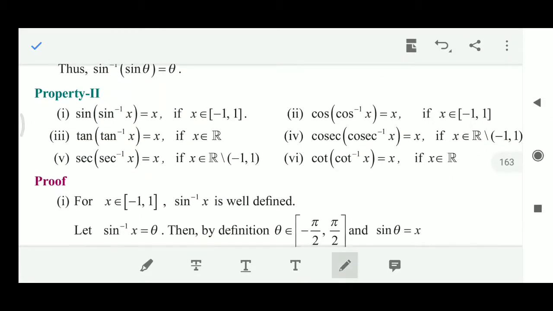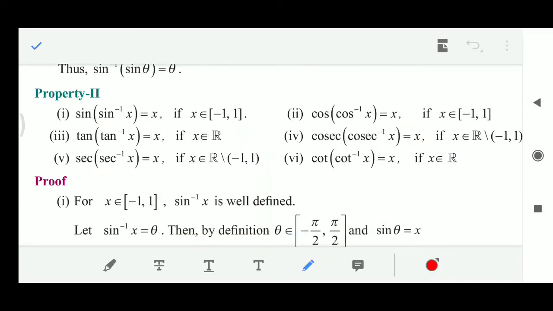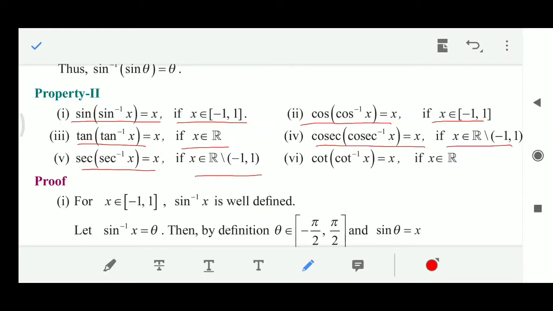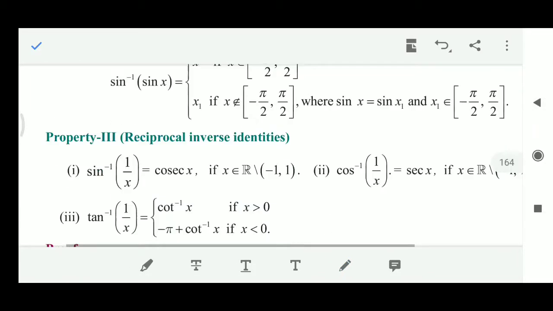The second property is sin into sin inverse of x is equal to x. Here also sin and sin inverse get cancelled, you will get x for particular values of x, where x lies between minus 1 to plus 1. Like that cos into cos inverse of x is equal to x, tan into tan inverse of x is equal to x, cosecant into cosecant inverse of x is equal to x, secant into secant inverse of x is equal to x, cot into cot inverse of x is equal to x, for x belongs to R.